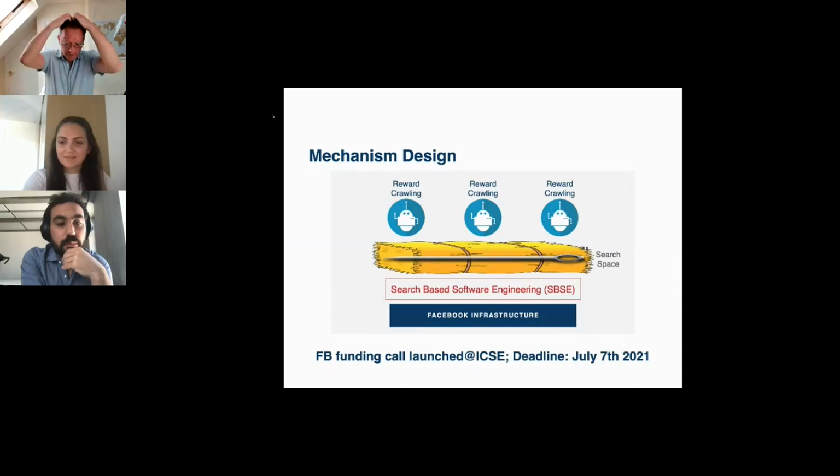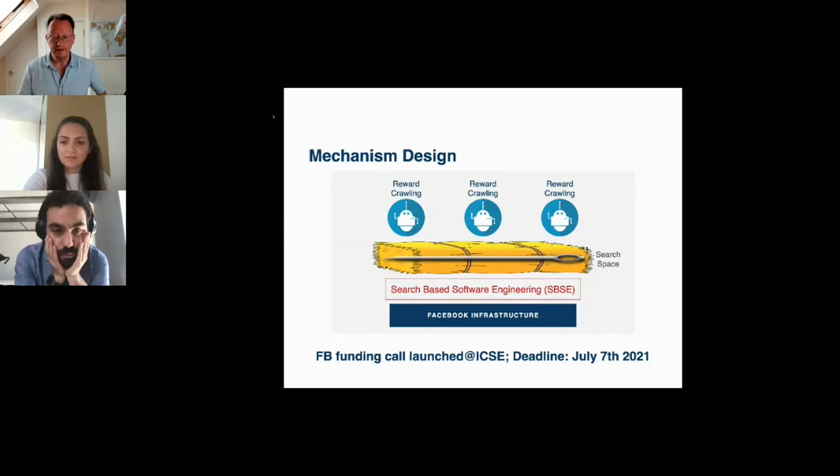Now, just a few days ago at ICSI, at the main conference, we launched a call for funding in the area of social media simulation. The deadline is July the 7th, 2021. And I really would like to encourage you to take a look at the call for funding proposals in this area, because we've tried to make it very friendly to software engineers.